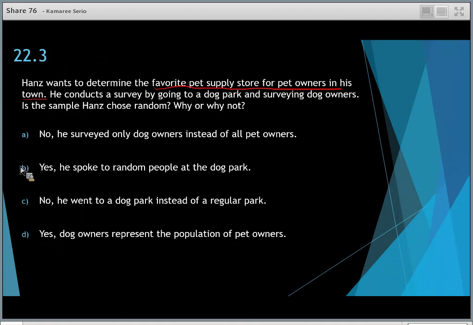So no, I'm going to cross off the yeses because I'm saying no, his survey is not random. He surveyed only dog owners instead of all pet owners. That's what I just said, right? And C says no, he went to the dog park instead of a regular park. Well, in a regular park, you might not find pet owners. So regular park definitely isn't one. Seventh letter of the quiz code is N as in noon.